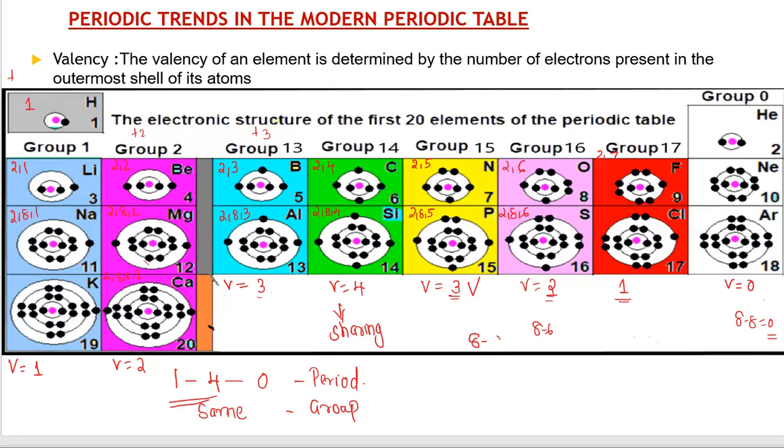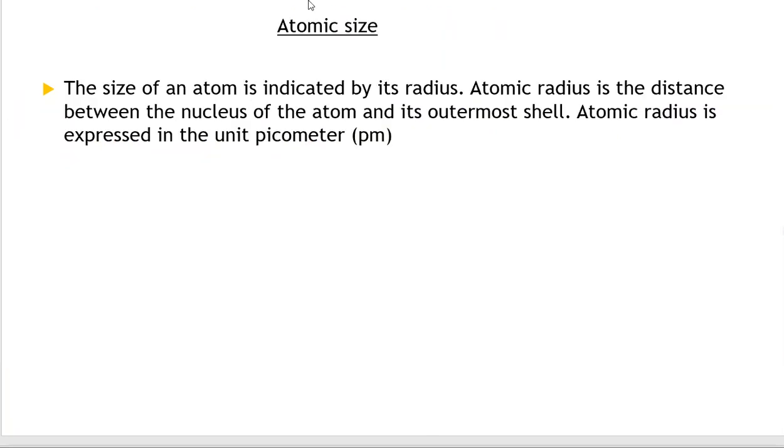Let us discuss the next property, that is atomic size. Atomic size means what? It is related to radius. This also you have learned last year. Okay, this is the nucleus. Suppose hydrogen, we know atomic number 1. So it has 1 electron in the outermost shell. Atomic size is related to radius. This is the radius. Okay, in the case of hydrogen, only 1 electron.